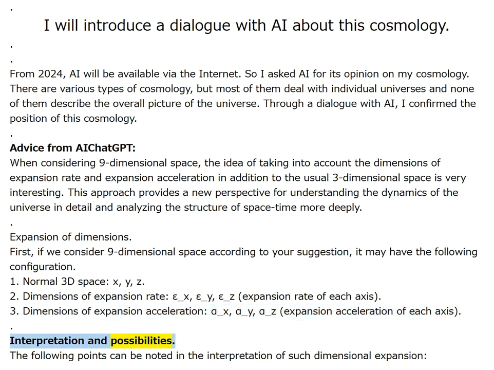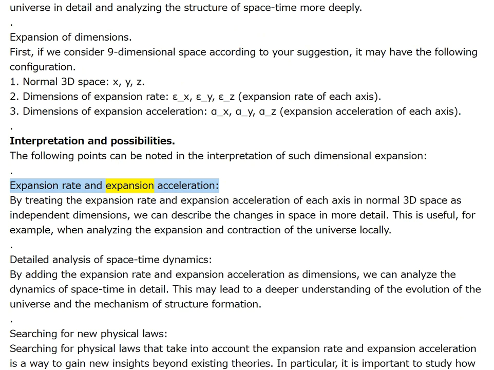Interpretation and possibilities. The following points can be noted in the interpretation of such dimensional expansion. Expansion rate and expansion acceleration. By treating the expansion rate and expansion acceleration of each axis in normal 3D space as independent dimensions, we can describe the changes in space in more detail. This is useful, for example, when analyzing the expansion and contraction of the universe locally.